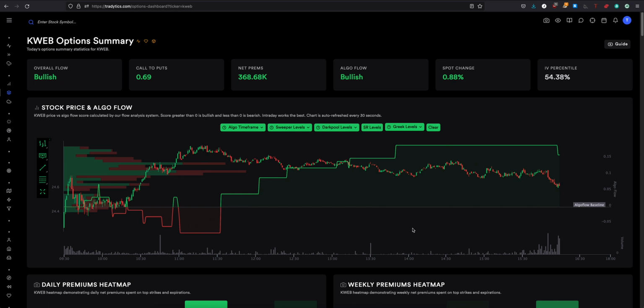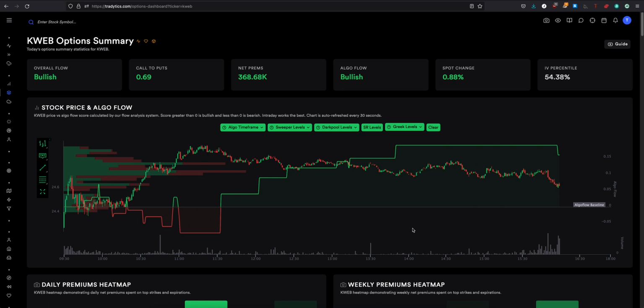So what we'll talk about is what is Algo Flow, what's an Algo Flow divergence, why is it useful, and how should you use them. All right, so first off, Algo Flow is basically just an aggregated and cumulative representation of options flow all throughout the day, like minute by minute. And in even simpler terms, it illustrates the sentiment of the market participants at all times.